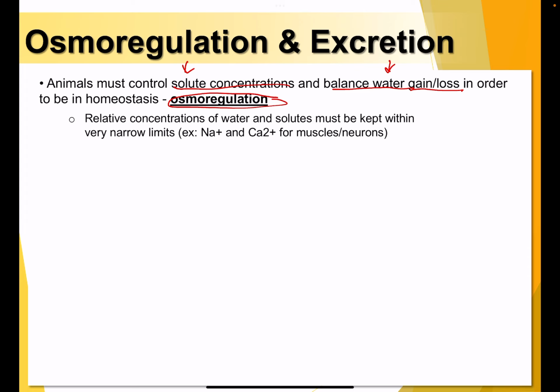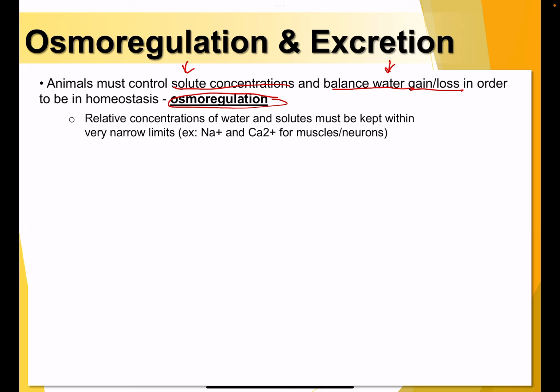Now, there are relative concentrations of water and solute that must be kept within very narrow limits. We're talking about any living things. There's not a single animal, living being, that has a very wide range of osmoregulation limits, where they can have really high osmolarity and then really low osmolarity the other day, unless we're talking about adaptations that they have for their diet, etc. But in general, these things have to be kept within very narrow limits. You can't have a broad range.